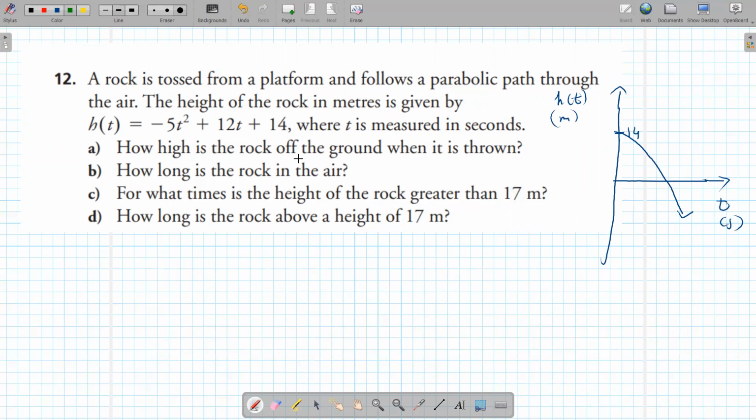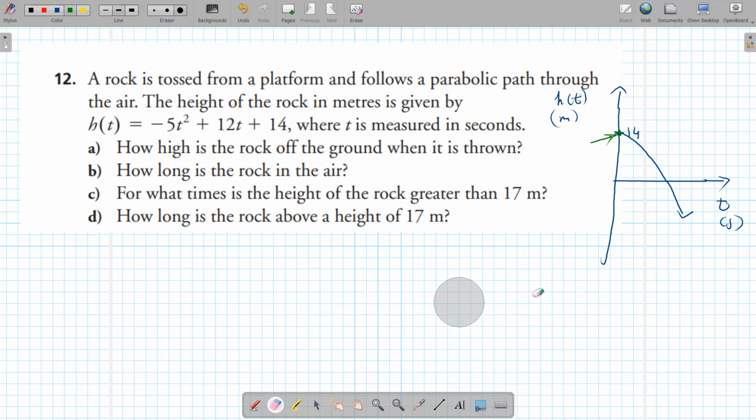How high is the rock off the ground when it is thrown? That's just a fancy way of saying, what's the initial height? Initial height means what? This right here. The y-intercept. What's the y-intercept? 14. All right.